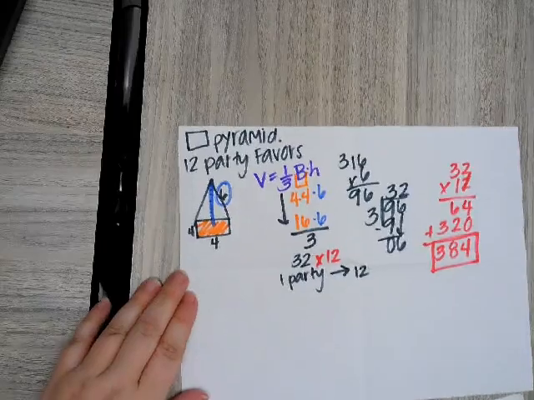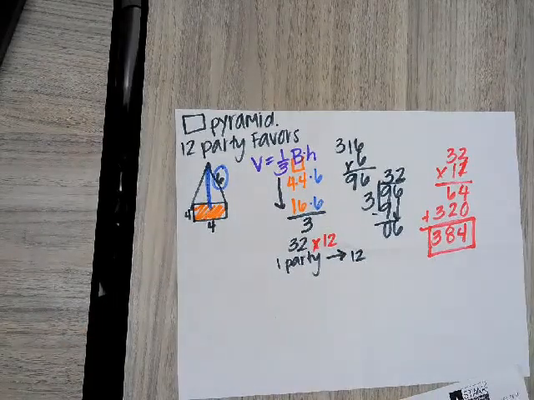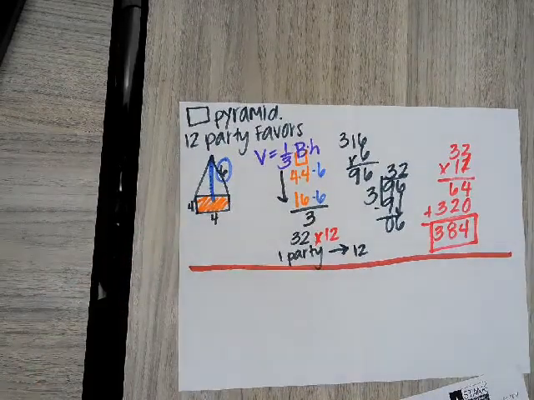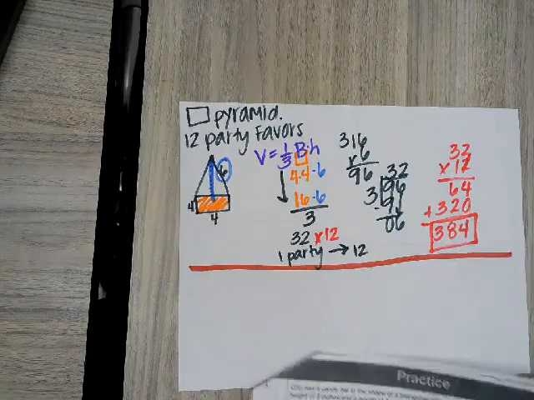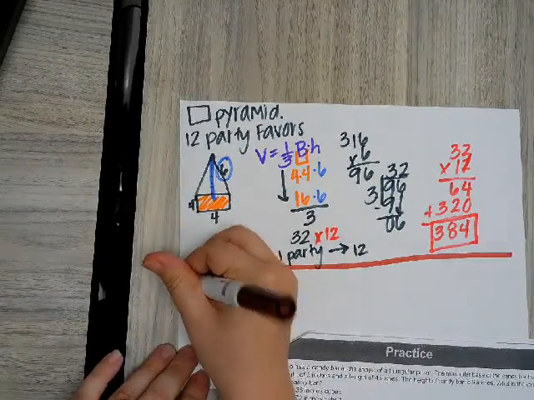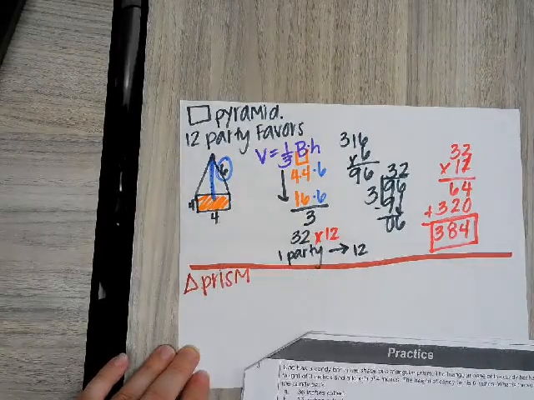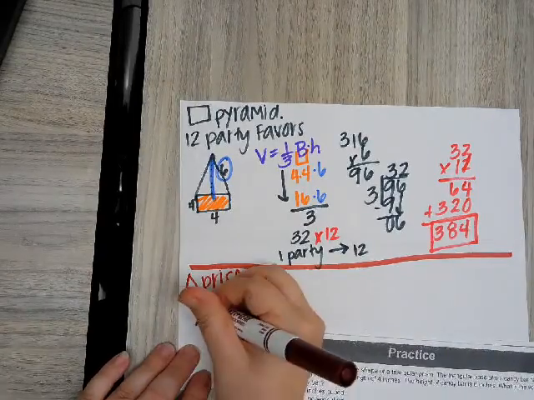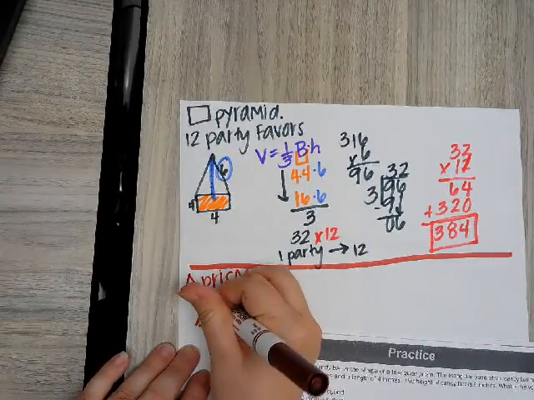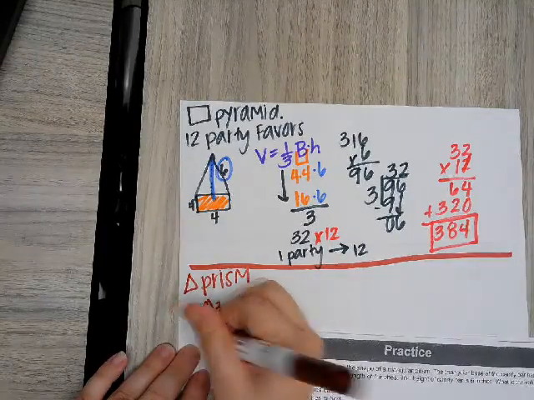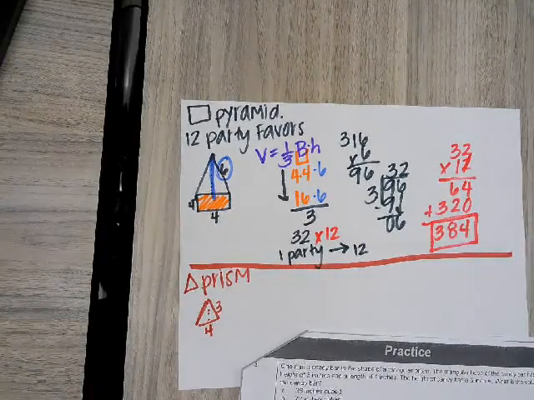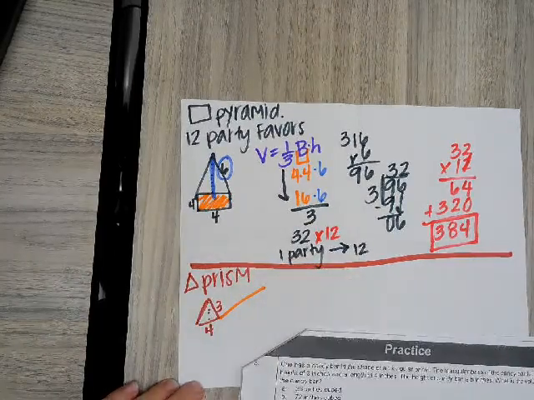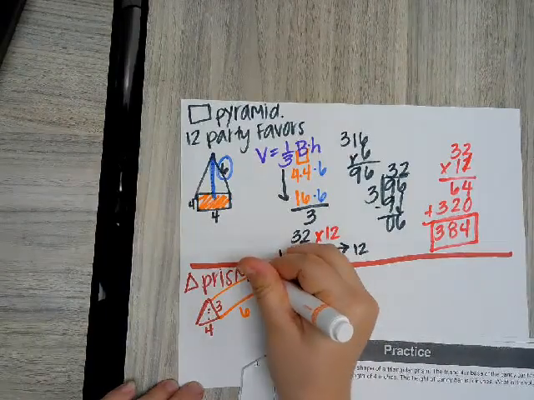Okay, next problem. Chow has candy bars shaped as a triangular prism. The triangular base of the candy bar has a height of 3 and a length of 4, or a base of 4. The height of the candy bar is 6. So my height of my candy bar is 6. What is the volume?